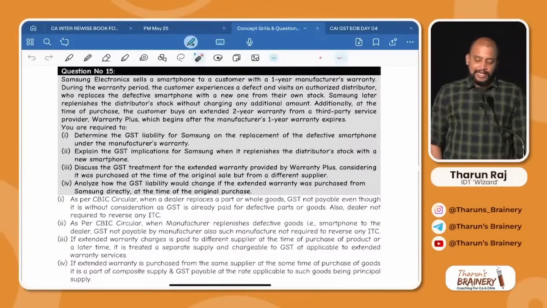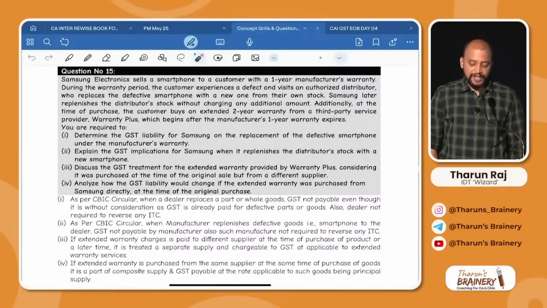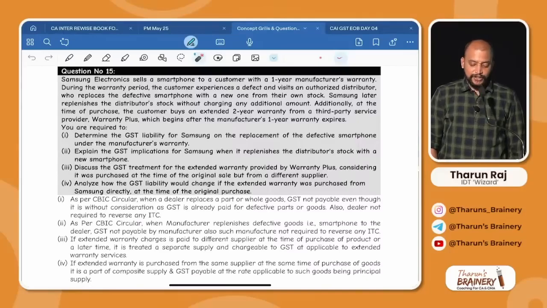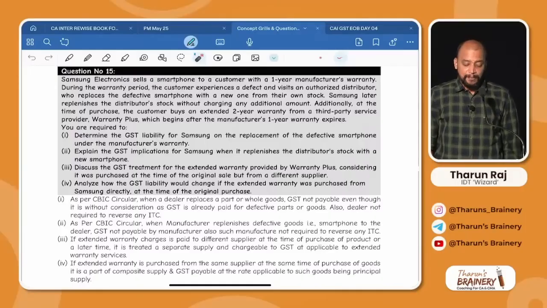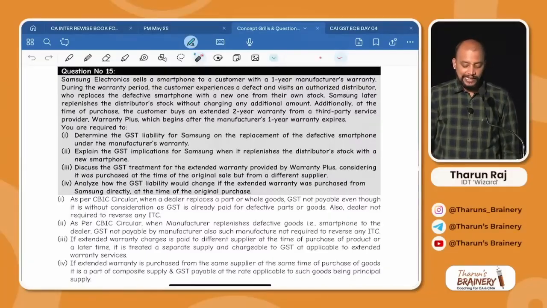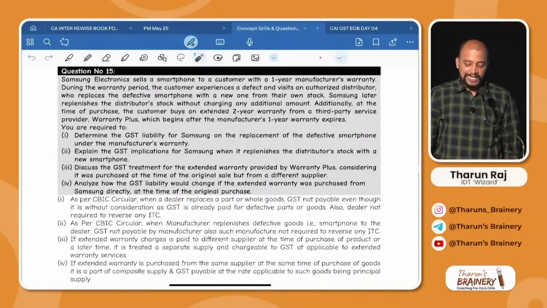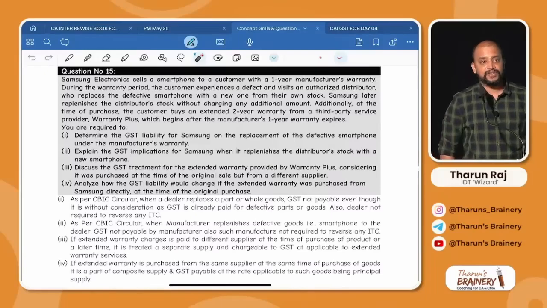Samsung Electronics sells a smartphone to a customer with a 1-year manufacturer warranty. During the warranty period, the customer experiences a defect and visits an authorized distributor who replaces the defective smartphone with a new one from their own stock. Samsung later replenishes the distributor's stock without charging any additional amount. Additionally, at the time of purchase, the customer buys an extended 2-year warranty from a third-party service provider, Warranty Plus, which begins after the manufacturer's 1-year warranty expires. You are required to determine the GST liability for Samsung on the replacement of the defective smartphone under the manufacturer's warranty.